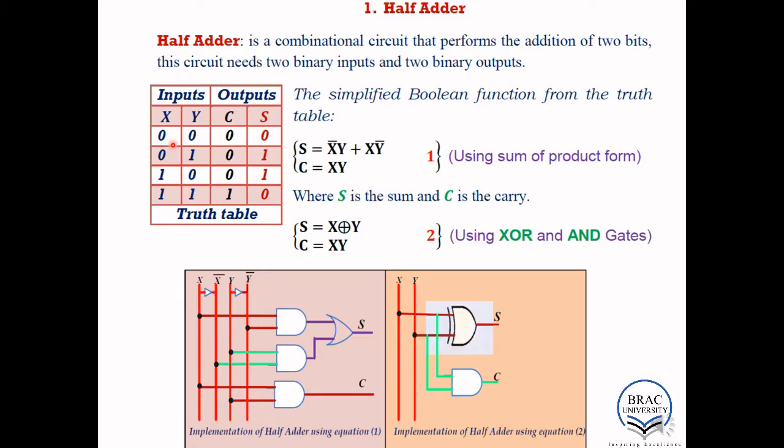If you add 0 and 0, sum is 0, carry is 0. 0 and 1, sum 1, carry 0. 1 and 0, sum 1, carry 0. 1 and 1, sum 0, carry 1.